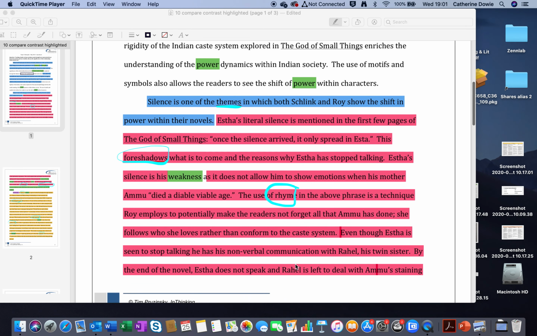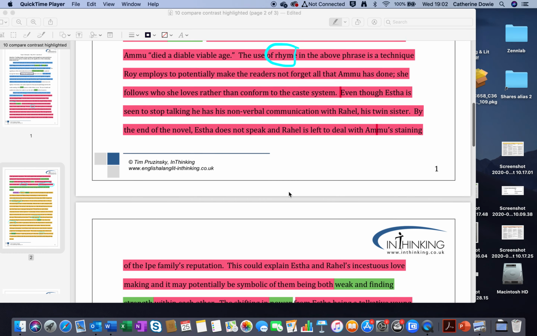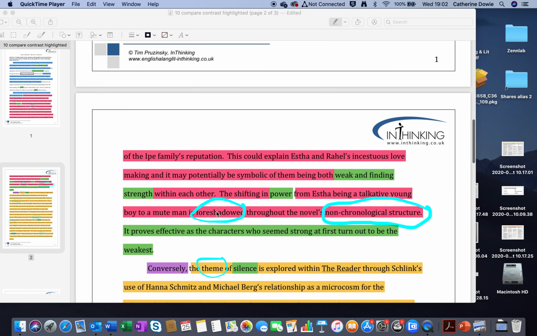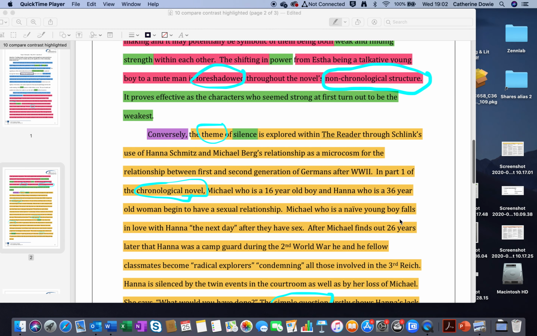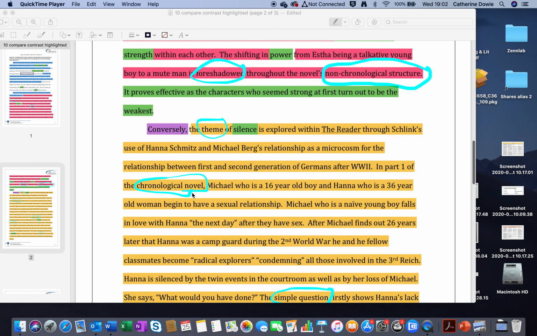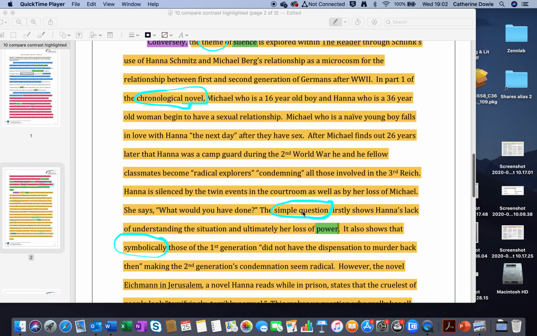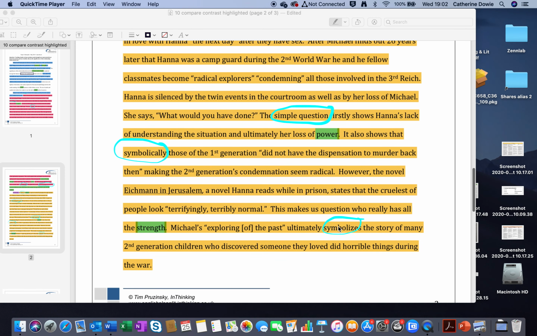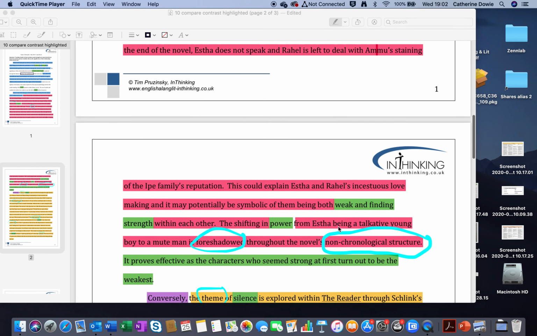All right, so the body paragraph starts with a blue sentence. It then goes on to talk about the one text in detail. There are a number of stylistic features mentioned. Even though they're talking about themes, they talk about foreshadowing, they talk about rhythm or rhyme, they talk about foreshadowing, they talk about structure, theme, chronological, novel, simple questions, symbolically, and symbols. So there are a number of stylistic features just in the first two paragraphs.